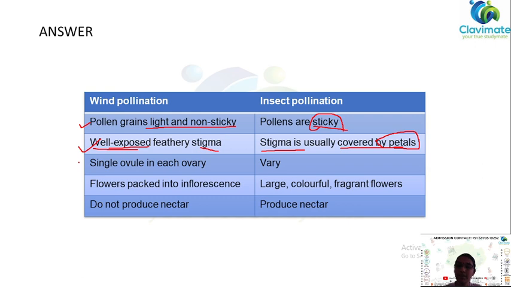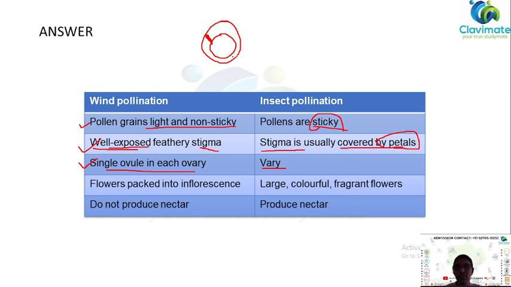And then the third point is a single ovule in each ovary. So you have this ovary and you have an ovule in it. The ovule is attached by the funicle. So, a single ovule in each ovary. In insect pollination, it may be different.